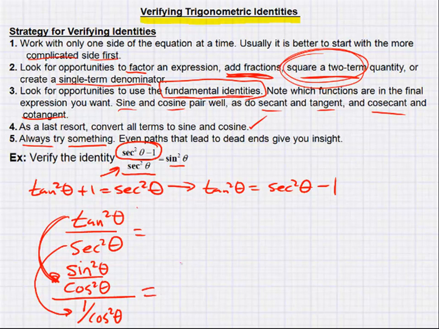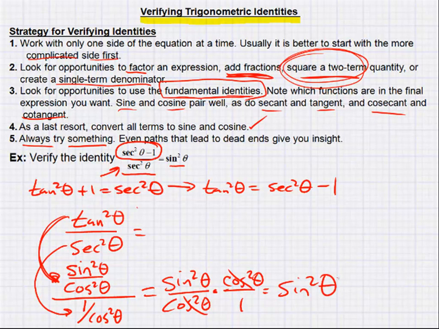I keep going. Well, I have a fraction divided by a fraction. I flip and multiply. I get sine squared theta over cosine squared theta times cosine squared theta over 1. The cosines cancel, and I got sine squared theta, which is what I was looking to get.